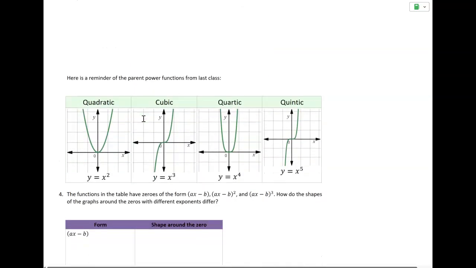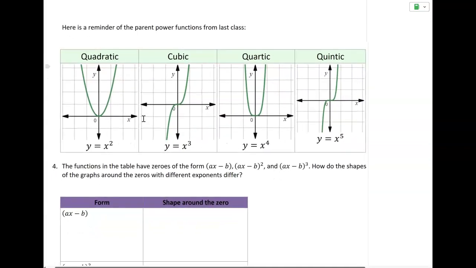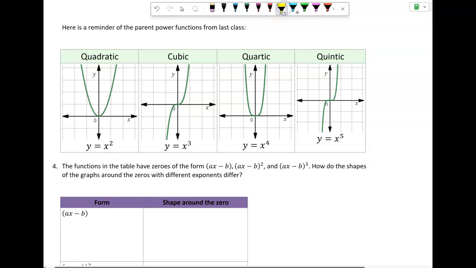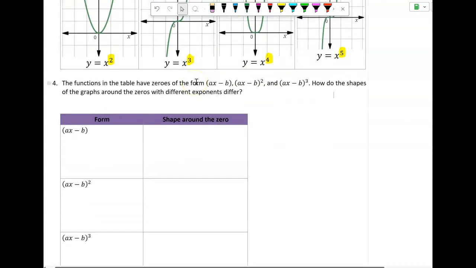Okay, before we begin, let's remind ourselves about those parent power functions we learned last class. The first one we learned is, remember, the good old quadratics, where the power is the exponent of 2. A cubic is when the exponent is 3. A quartic is when the exponent is 4. And a quintic has the exponent 5. Just recall the shapes of each of these, and how the even ones look similar and the odd ones look similar as well. We're also going to talk about zeros this class.